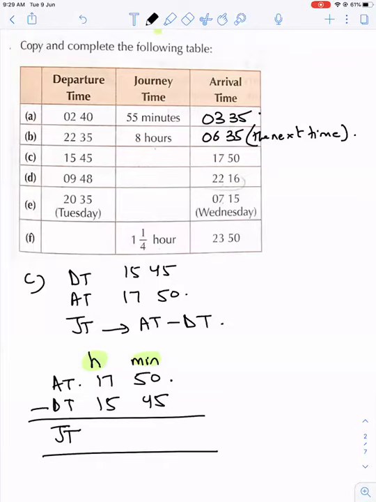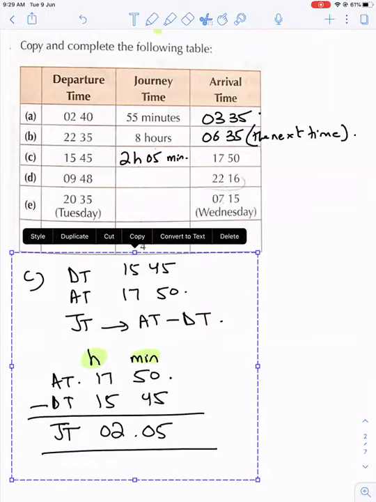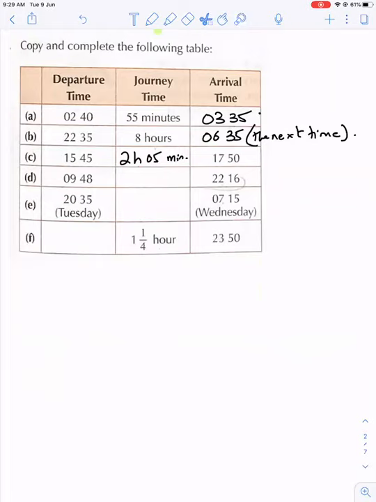Now, first of all, you're going to subtract 45 minutes from 50 minutes. You'll get 5 minutes here. 15 hours you have to subtract from 17 hours. So 17 minus 15 gives you 2. So the journey actually took 2 hours and 5 minutes. So you'll write 2 hours, 5 minutes here. Okay, the next part of the question, the D part.